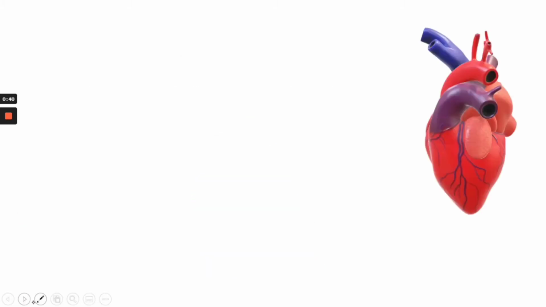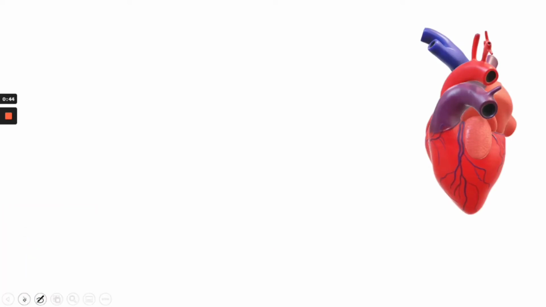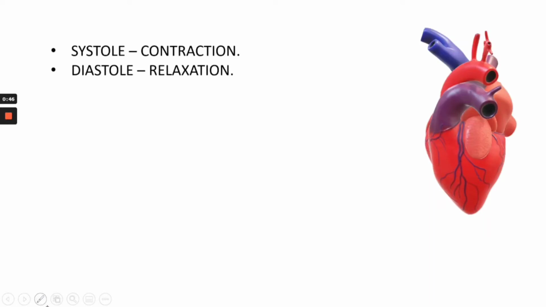In this cardiac cycle, we'll be hearing common terms, that is systole and diastole. What exactly is a systole and what exactly is a diastole? Systole is nothing but contraction and diastole is nothing but relaxation. We know that heart is made up of which muscles? Cardiac muscles, right? So cardiac muscle will undergo contraction and relaxation. Those terms we call systole and diastole.